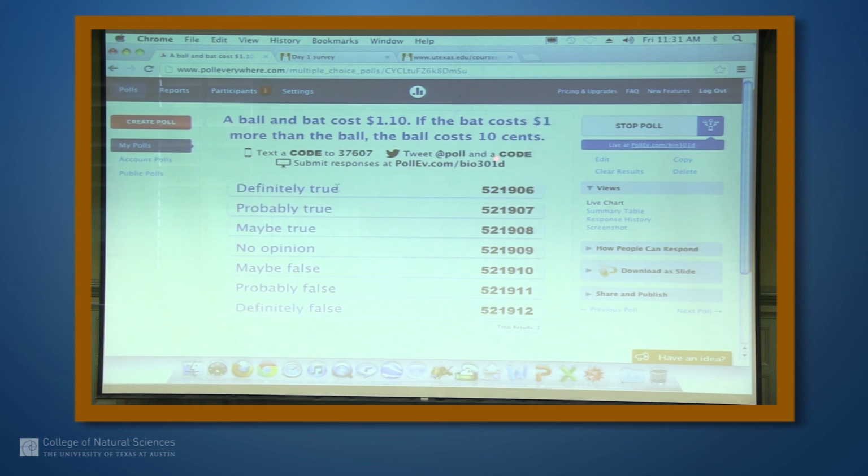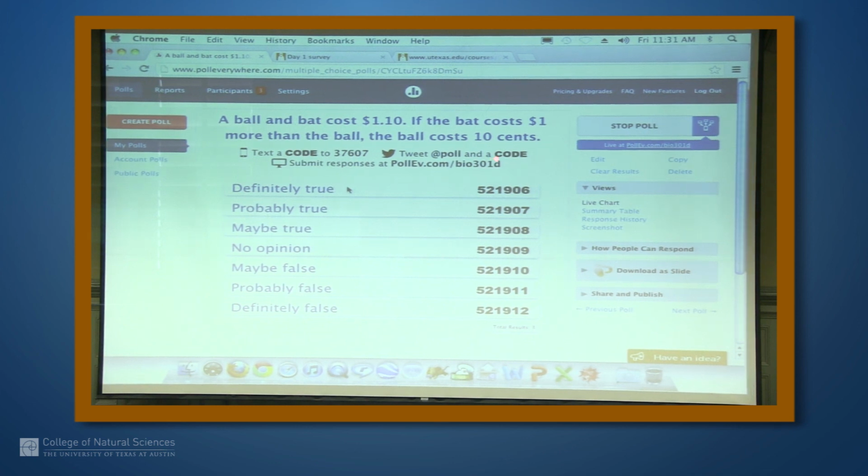pollev.com/bio301d, and I think this should show up and give you an option of just clicking on one of those. So go ahead and send in a response, and we'll see if the distribution changes compared to what it was. We will look at the distribution in a minute, but I don't want you to be influenced by what other people are doing. So you can see the number of results at the lower right of the middle.